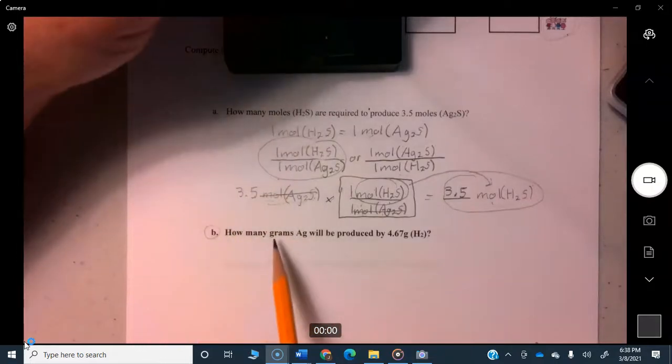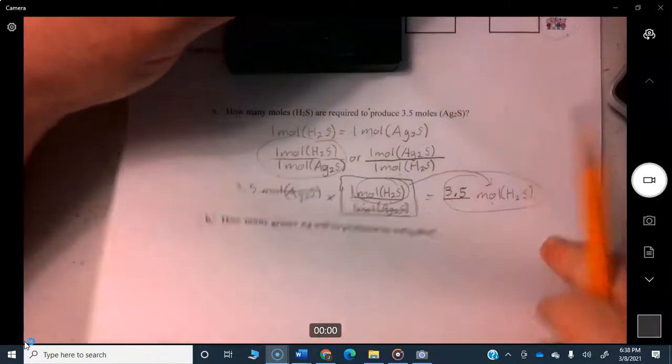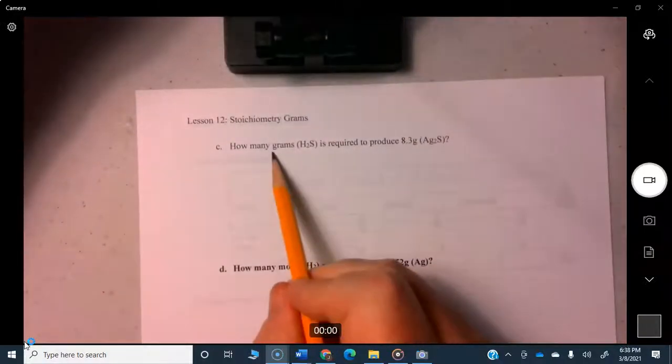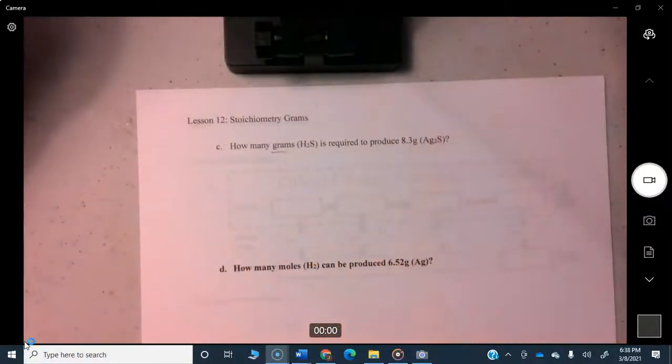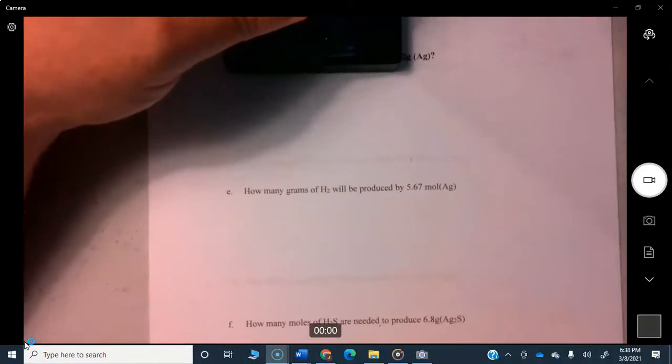This one is one of the tougher ones because it's grams to grams. You'll see why in a second. It doesn't mean it's really tough. It just means it's more steps. So I'm going to go to the next page. And this one is also grams to grams. So let me skip this one for right now, and we'll come back to it, all right? I could have put it in a different order, but I didn't. Let's go down to E here.